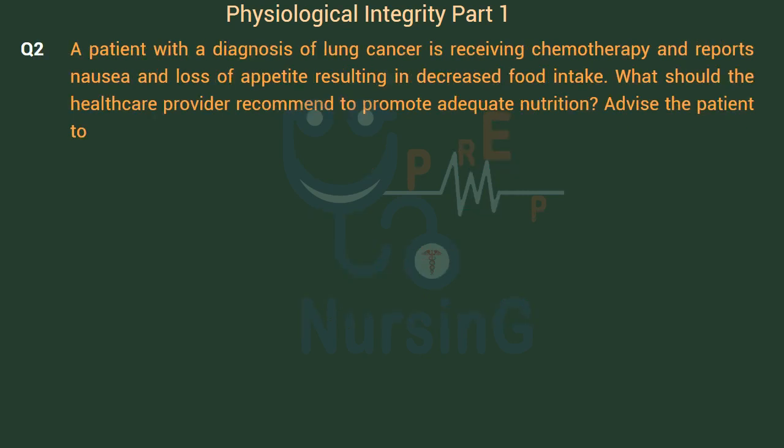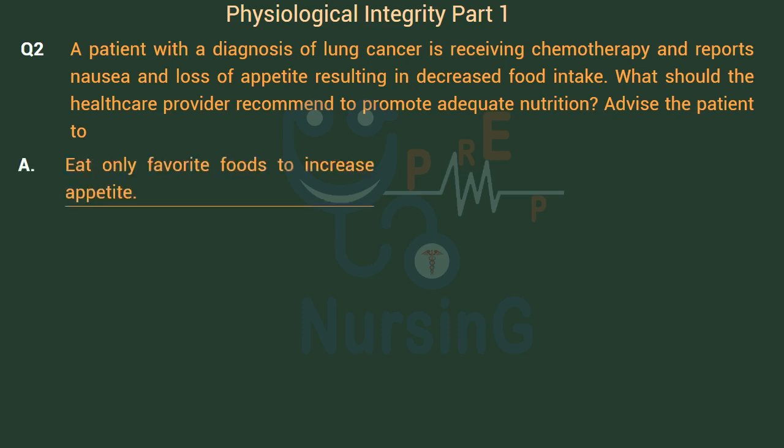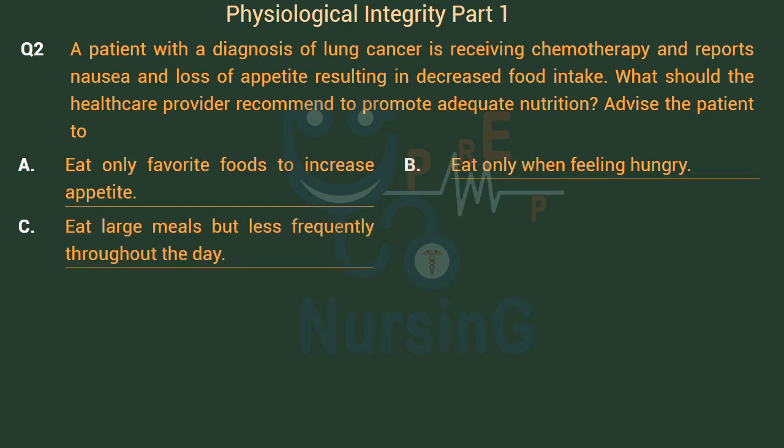A patient with a diagnosis of lung cancer is receiving chemotherapy and reports nausea and a loss of appetite resulting in decreased food intake. What should the healthcare provider recommend to promote adequate nutrition? Advise the patient to: Option A. Eat only favorite foods to increase appetite. Option B. Eat only when feeling hungry. Option C. Eat large meals but less frequently throughout the day. Option D. Eat small meals throughout the day.